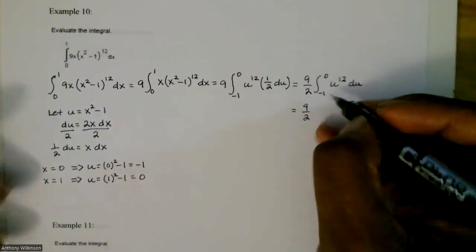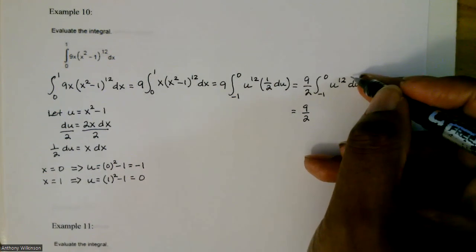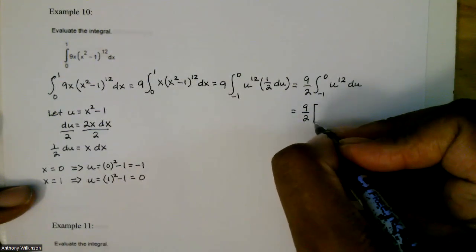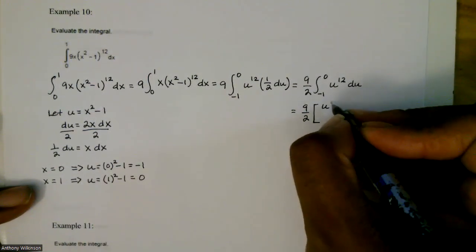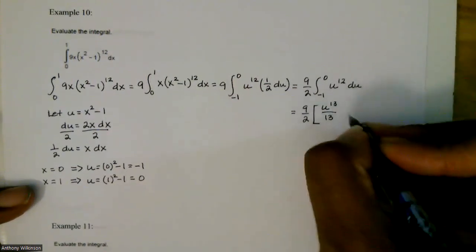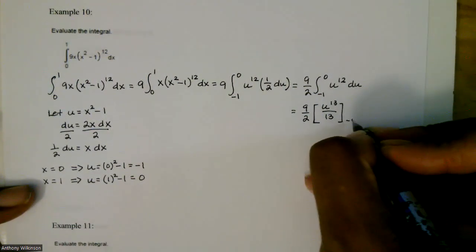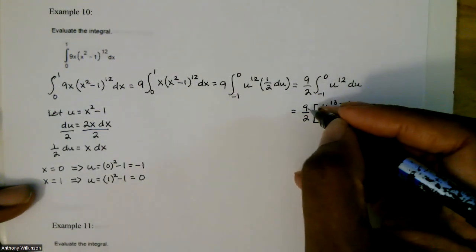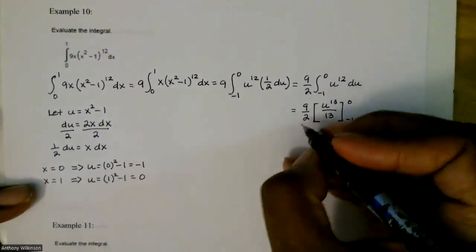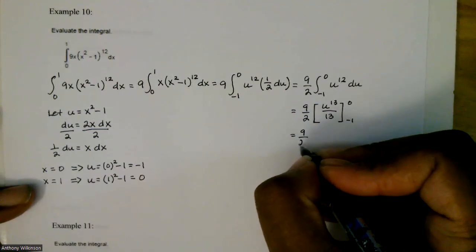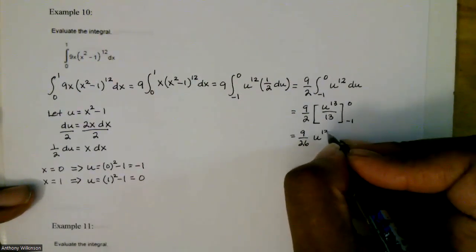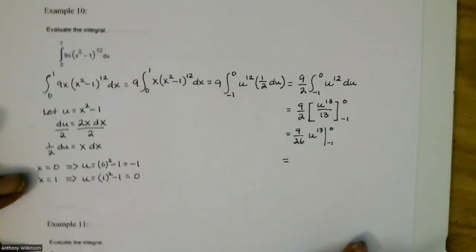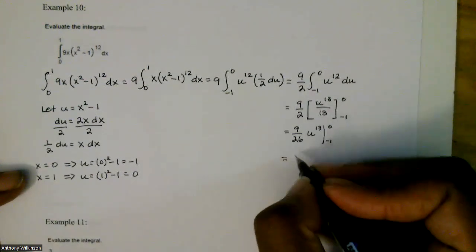So I bring down the 9/2 and integrate u to the 12th by increasing the power by 1 and dividing by that new power. In this case, 12 plus 1, which will be 13. So it'll be u to the 13th divided by 13, from -1 to 0. Now, if I multiply 9/2 times 1 over 13, I'm going to get 9 over 26 times u to the 13th from -1 to 0. And then we go ahead and evaluate.